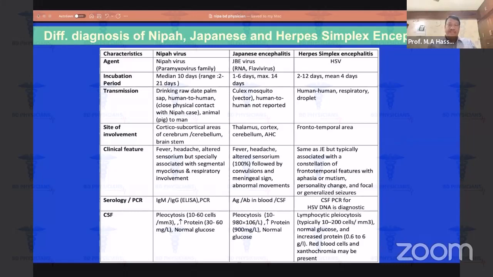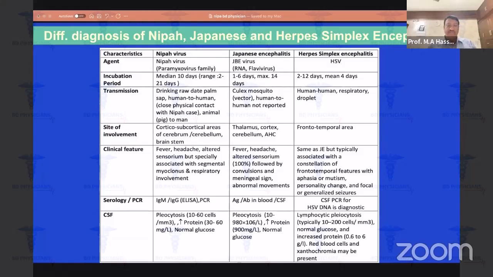There are some viral encephalitides. One of the common viral encephalitides in our country is Japanese encephalitis, which is common especially in children under 15. Nipah is also one of the important causes of encephalitis in Bangladesh, along with herpes simplex virus encephalitis. The incubation period is usually 10 days, 2 to 21 days in the case of Nipah, but for Japanese encephalitis it is a bit shorter, and herpes simplex has the shortest incubation period. There is a history of drinking raw date palm sap in Nipah, but Japanese encephalitis is a mosquito-borne disease, and human-to-human transmission has not been reported.